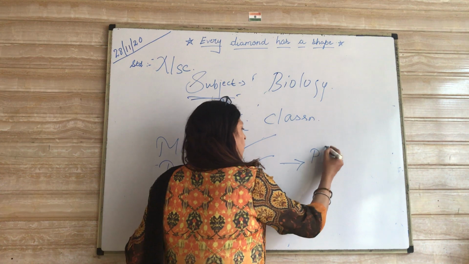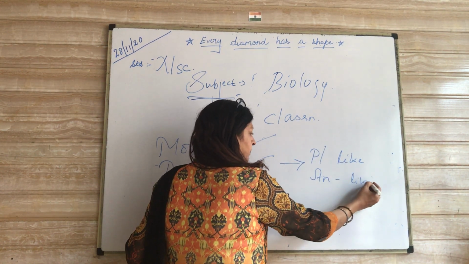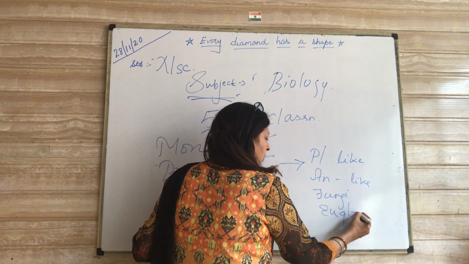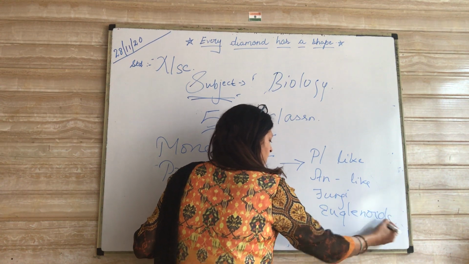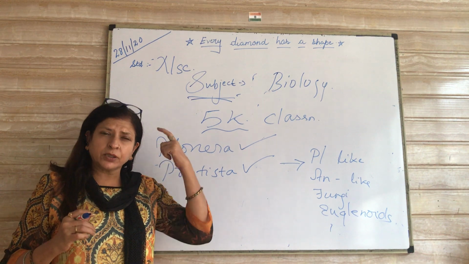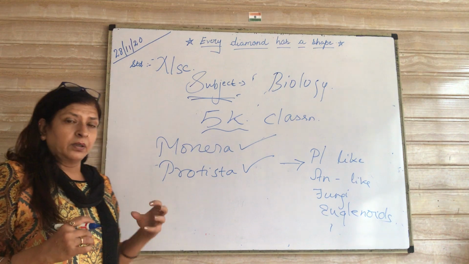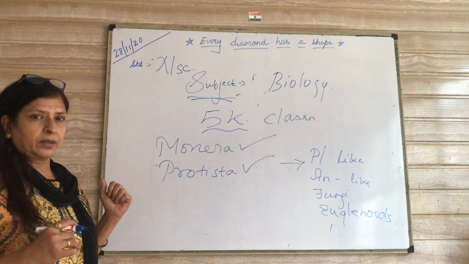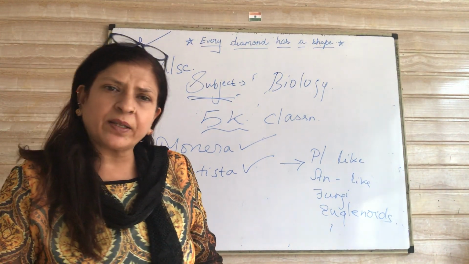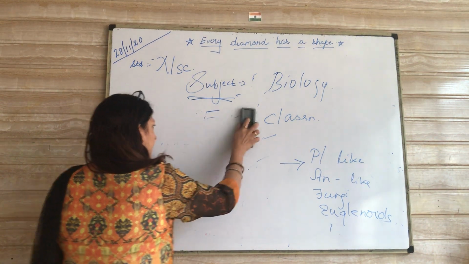We saw Protista organisms which were plant-like, animal-like, fungi-like, and also we saw euglenoids. Just a small brushing up so that you come into the tempo of the topic. Now today's topic, afresh I start with Kingdom Fungi.